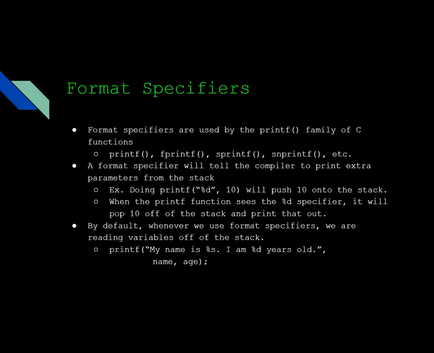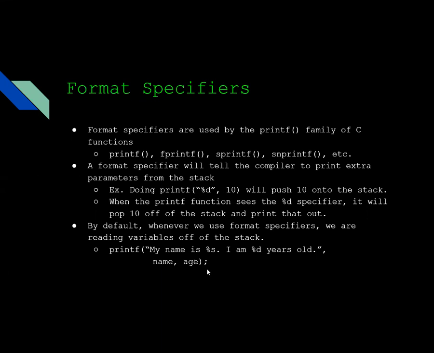Format specifiers are used by the printf family of C functions. So if you think about printf, fprintf, sprintf, snprintf, all of these functions are vulnerable to the format specifier vulnerability. A format specifier basically tells the compiler to print off extra parameters that are on the stack. If we do printf %d 10, 10 is going to get pushed onto the stack. And then when the printf statement sees this %d specifier, it's going to pop off 10 from the stack and then print that value out.